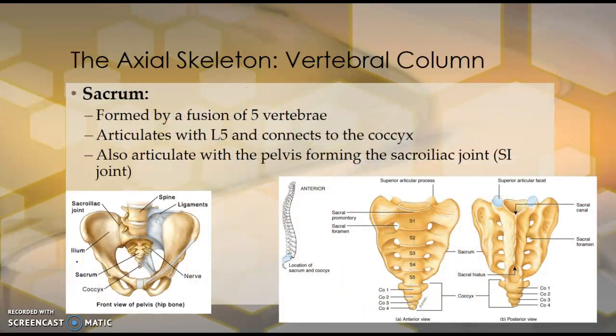Okay, the sacrum, below the lumbar spine. It's going to be 5 fused vertebrae, so you actually do have an S1 to an S5. And this is where your pelvic bones attach to the axial skeleton. So here's your pelvic bones, and they attach to the sacrum, forming what we call the SI joint, the sacroiliac joint. So it's where the ilium of your pelvis is meeting the sacrum.